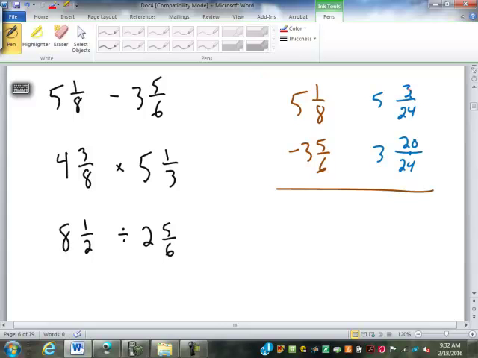We're going to have to borrow. We cannot do 3 minus 20, so we have to borrow from the 5. This is a 4, and what do we do to this? Add 24. We add the denominator. So it's 27 24ths.